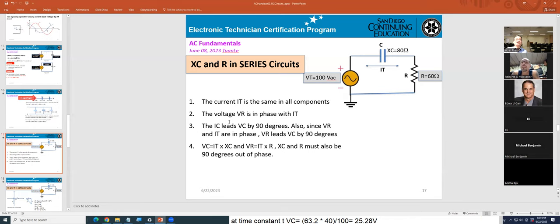Number two, the voltage VR in phase with IT. You know, the voltage in phase or different phase: if both voltages go the same, going up, going down, same thing, that's what we're talking about in phase. If one voltage is going up and another voltage goes down, opposite, that's 180 degrees out of phase. If they shift to the right, that means the phase will be different.